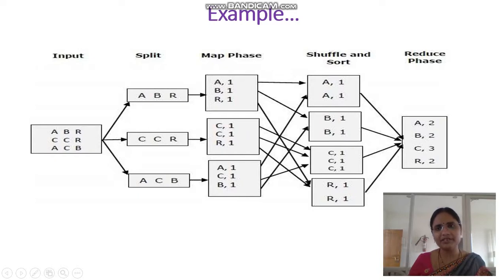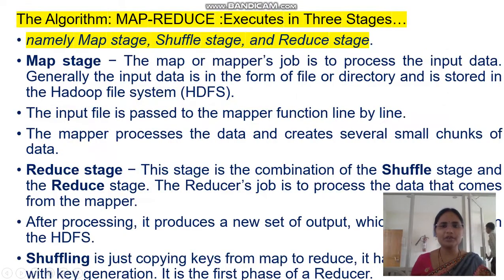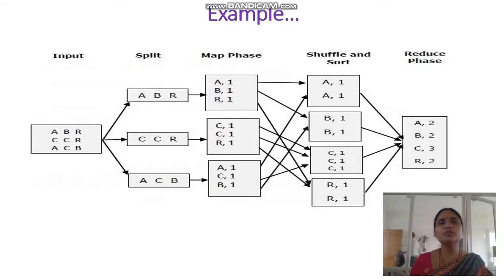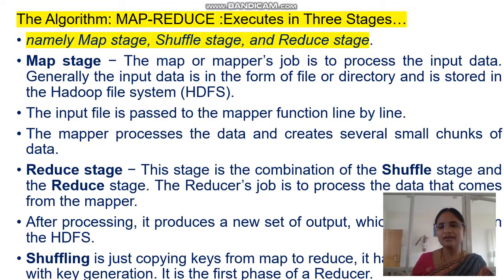After completing this shuffling and sorting during the shuffle stage, finally we reduce like this. Here A is present in all groups twice, similarly B twice. Coming to C, it is present thrice. Coming to the data item R, it is repeated twice, so it is represented two times during the reduce phase. So this is the MapReduce result. This output we want to store in the database or storage of HDFS.